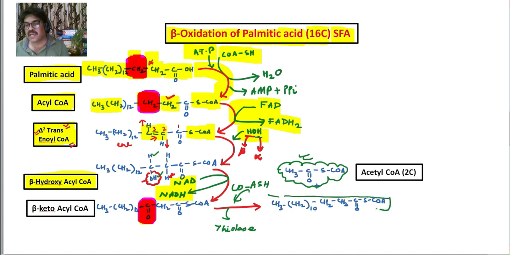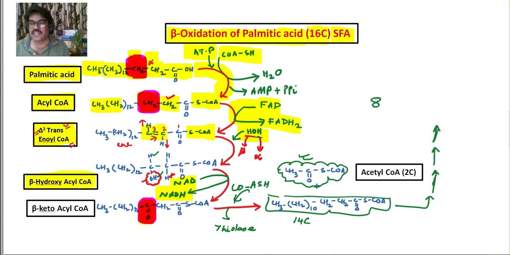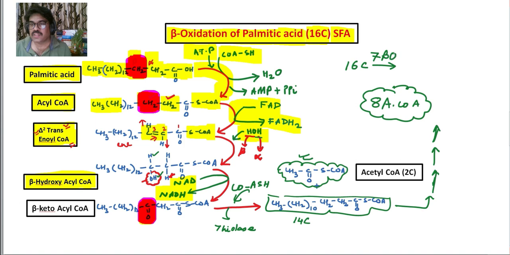So the remaining fatty acid is 2 carbons shorter. So this fatty acid is of 14 carbons, which undergoes further beta oxidation rounds and converts into 8 acetyl coenzyme A molecules. We know that acetyl coenzyme A is 2 carbons, so if the fatty acid is of 16 carbons, after 7 rounds of beta oxidation, it will convert into 8 acetyl coenzyme A.